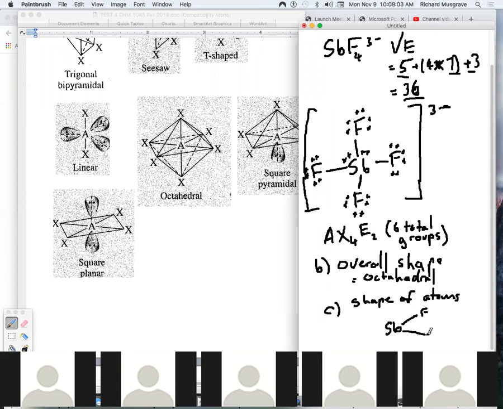So I'm just going to put the Sb where the A is. I'll put the Fs where the Xs are. There we go. And then the non-bonding electron pairs. So that's what the shape of the atoms looks like. And we call that square planar.